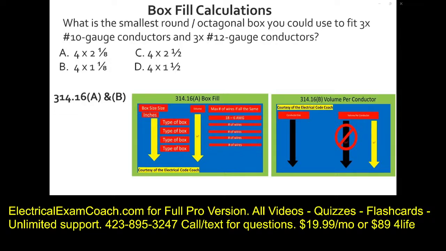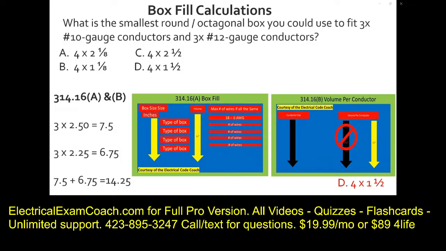What is the smallest round octagonal box you could use to fit 3 10-gauge conductors and 3 12-gauge conductors? For this one, we're going to be using both the tables again. Let's go ahead and bear all of our math out. And we find out that these conductors are taking up a total of 14.25. Now let's head over here to table A and go down the volume column until we find the right type of box, which is right up here at the top, the round octagonal boxes. Find the one that fits, and it's a 4 by 1.5 inches.